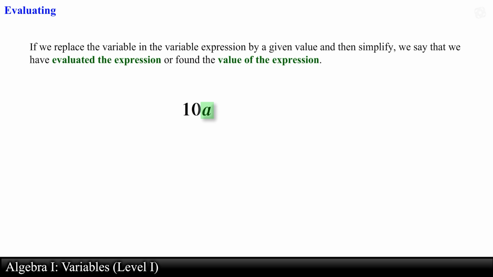For example, say that we are asked to evaluate the expression 10a if a is equal to 5. What we want to do is to substitute or replace the variable a, usually with a parentheses, with the numerical value they want us to evaluate with. In this case, the number is 5. Doing that gives us the following, and simplifying the numerical expression gives us that the final answer is 50. In our next video, we will go over a few examples.